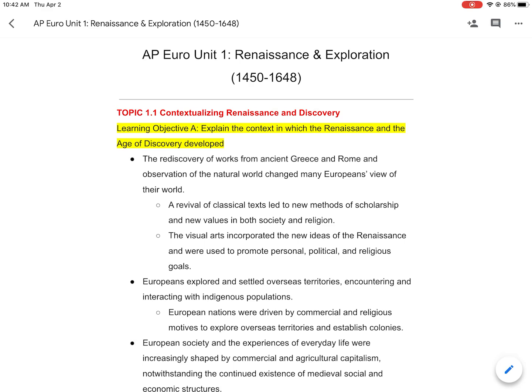And so right off the bat, if you were an AP history student, your brain would automatically want to go to things like the medieval times. The time period right before the Renaissance is usually called the Middle Ages, sometimes called the Dark Ages or the medieval times. And that's what's going on in Europe right before the Renaissance and this age of discovery.